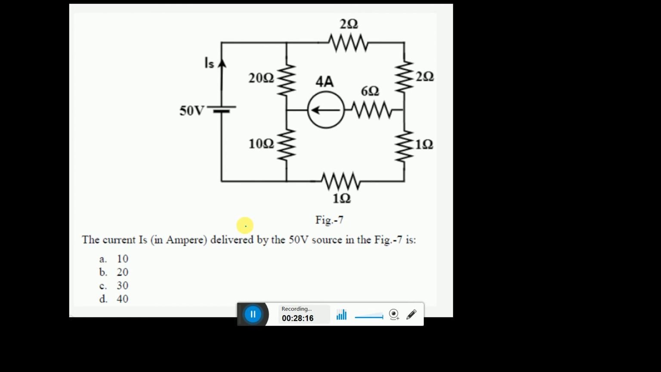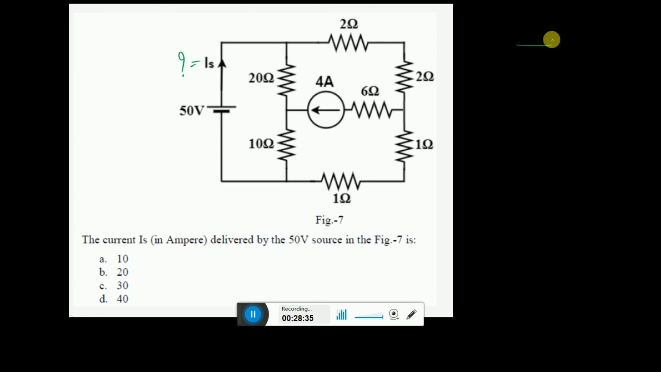This question is asked: what is the current IS delivered by the 50 volt source? So what is the value of IS that is being asked here? This was one question. This question looks complex, but it is a tricky question. So I just want to add one point over here.